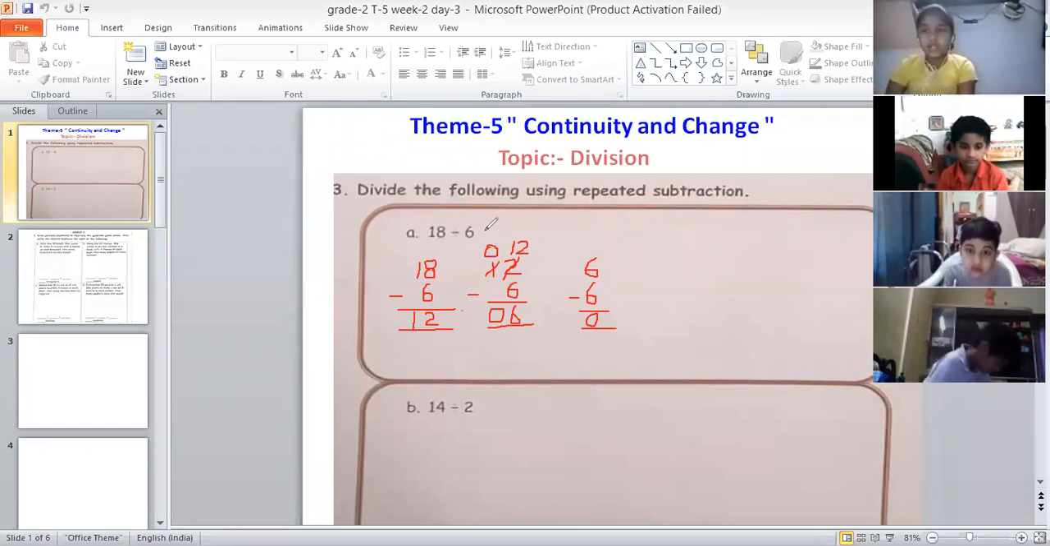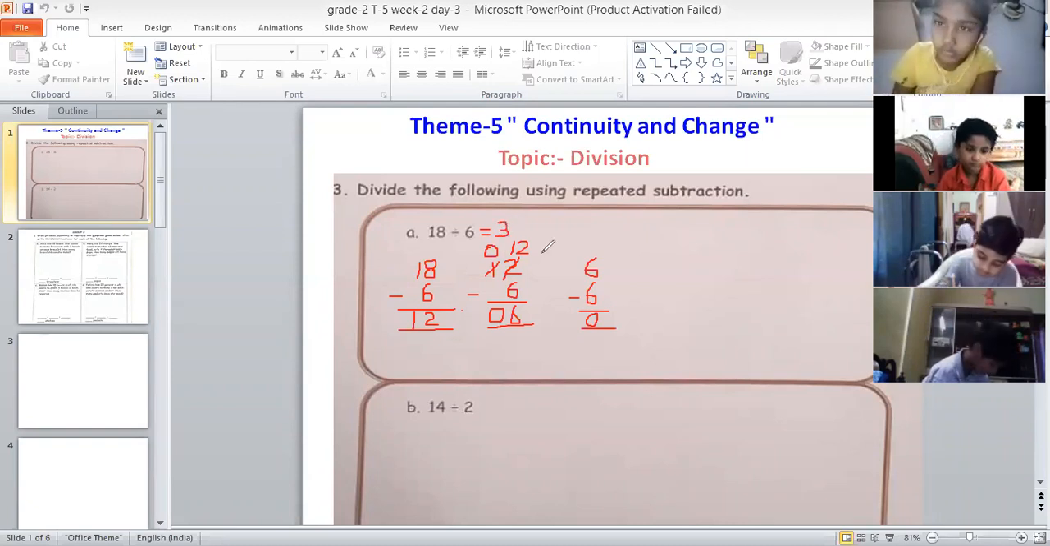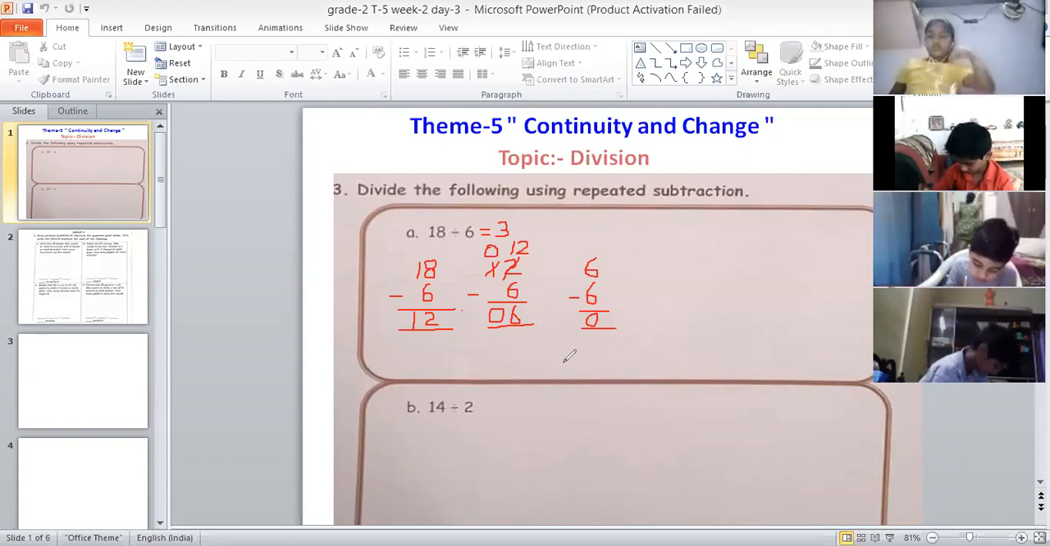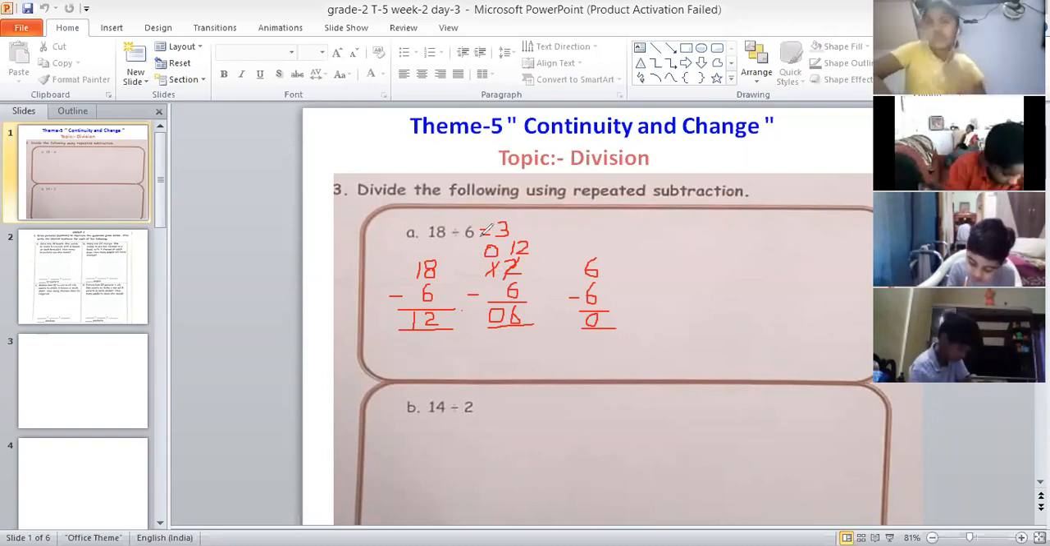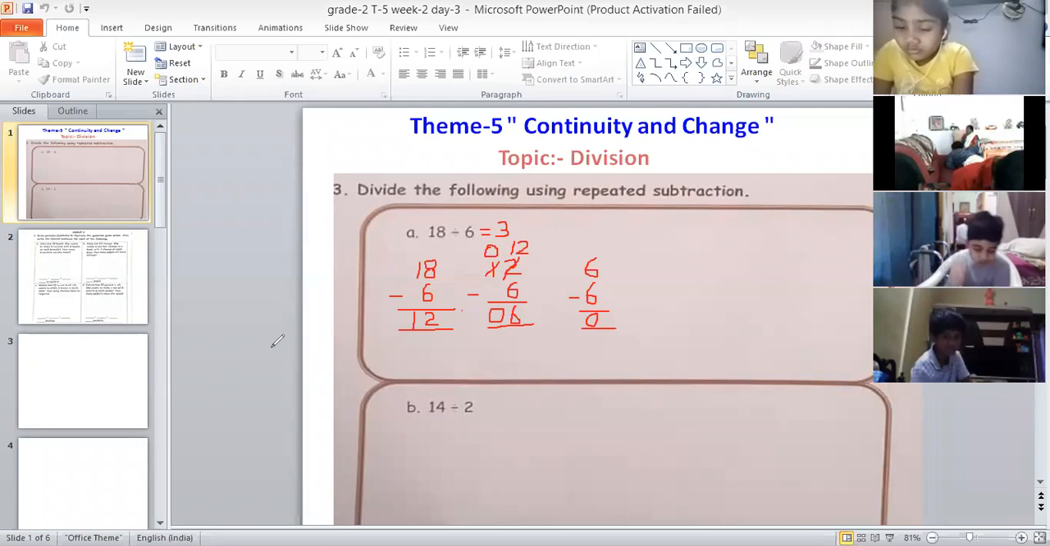So what we will do, beside this question, we will make equal to symbol and we will write here 3. What I said that we did subtraction 3 times. That's why the answer is 3. So beside this question, we will put equal to sign and we will write answer there as 3. So 18 divided by 6 is equal to 3.